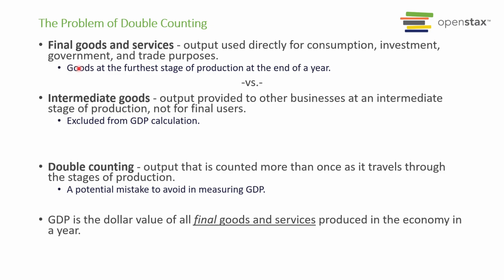The next stop for these goods is usually they're on the way home to a consumer or a household who's going to end up consuming them. They're not going to be used in the production of something else. What's produced for the production of something else would be something called an intermediate good. This is output that is provided to other businesses at an intermediate stage of production, not for final users. This is not included in GDP calculation.